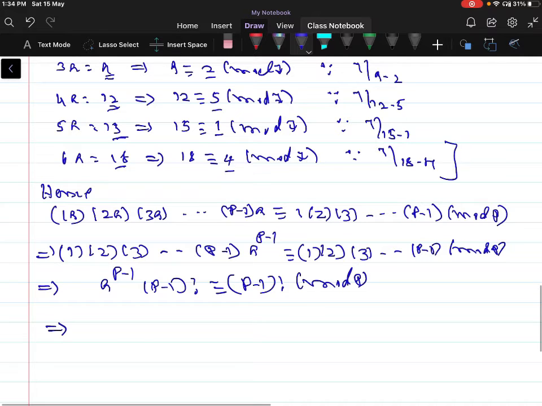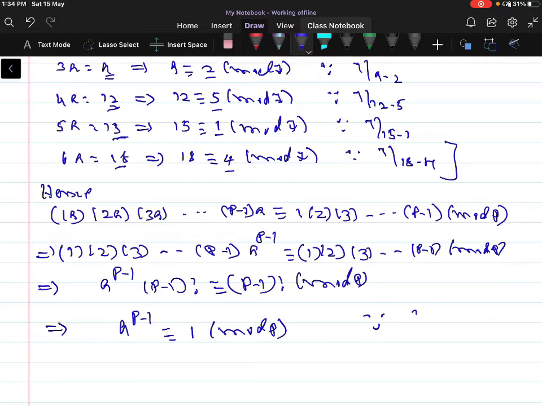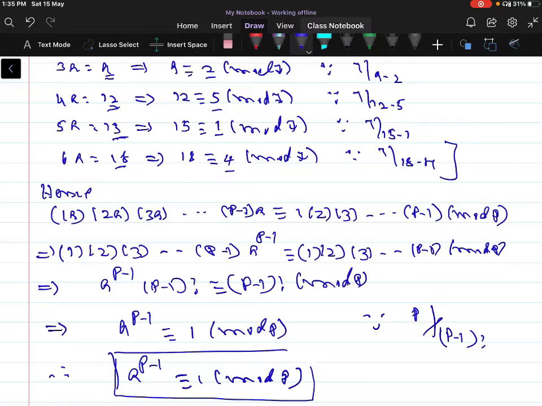This implies a to the power of p minus 1 is congruent to 1 modulo p. Since p does not divide p minus 1 factorial, we can cancel it by dividing by p minus 1 factorial. Therefore a to the power of p minus 1 is congruent to 1 modulo p. So this is the proof of Fermat's theorem, where p is prime.